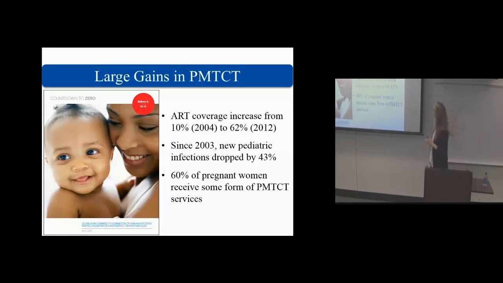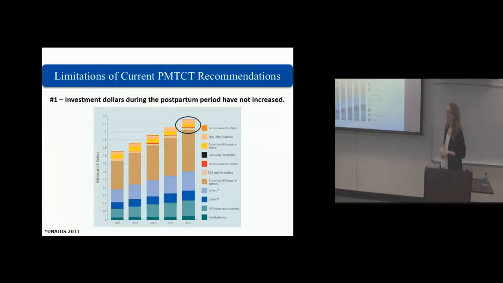We saw ART coverage among HIV positive pregnant women increase from 10 to 62%. We saw pediatric HIV infections drop by 43%. And over half of all pregnant HIV positive women receive some form of PMTCT services. So this is really exciting. This is what we want to happen. However, nearly all of these increases have occurred during the prenatal period or at delivery. But once the baby is born, what happens? So I see two limitations in the current recommendations.